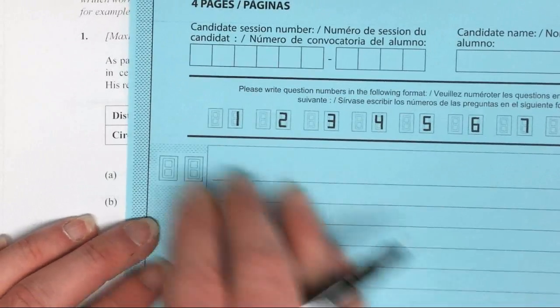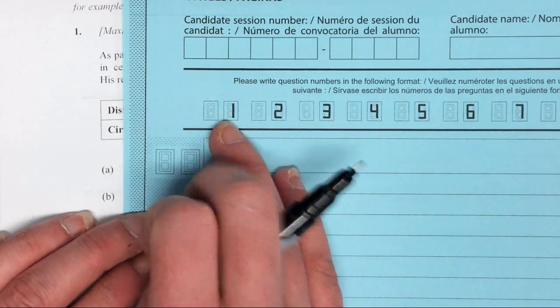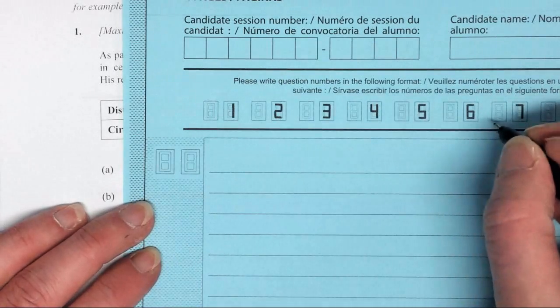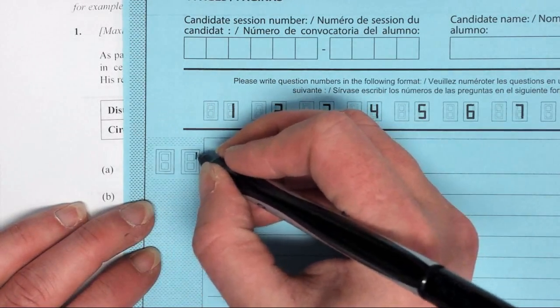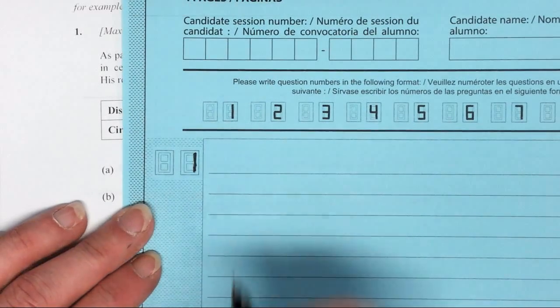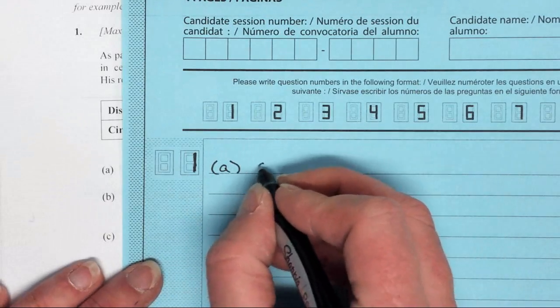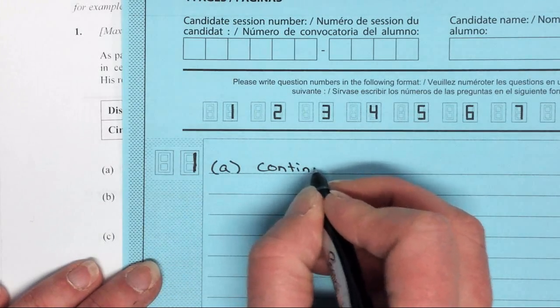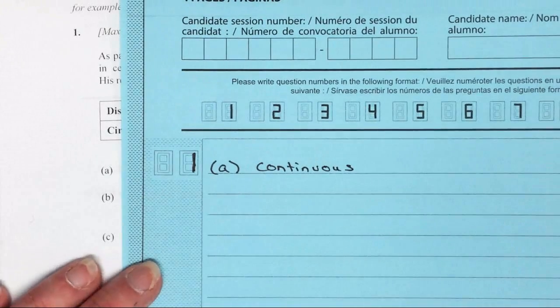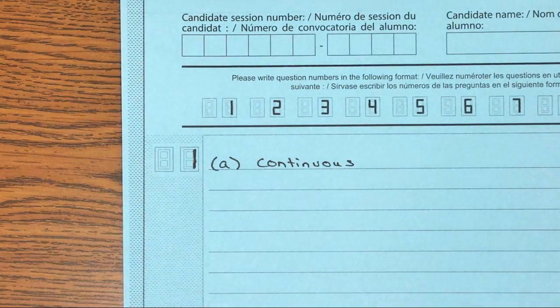Now on your answer sheet you have to make sure you put the question numbers correctly. They do have this at the top so you can go by it as a guide, just like they have. Now this is part A, so I would mark part A continuous. All they're going to grade is your answer sheet. So if you wrote on your paper, they're not grading this. They give these back to me.